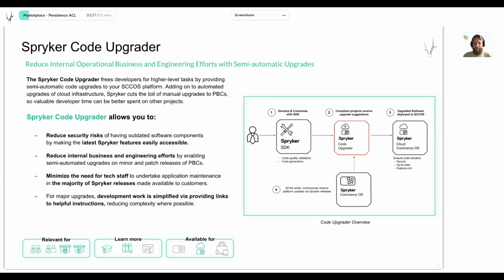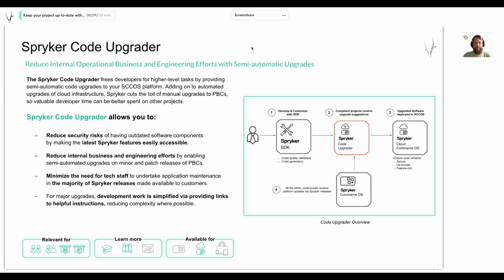With the Spryker Code Upgrader, we would like to address the following value and offer you, first of all, reducing security risks, because Spryker Code Upgrader by default offers you the Spryker security releases first, because we believe that in the commerce world, security is one of the most important things. Then we would like to reduce internal business efforts of your teams. Right now, our customers' usual flow is that from time to time, your engineers try to pull some updates using the Composer outdated command. We try to change this habit to offer you updates proactively.